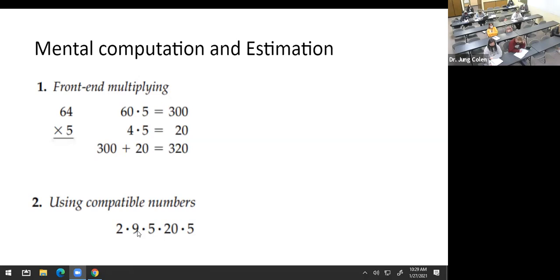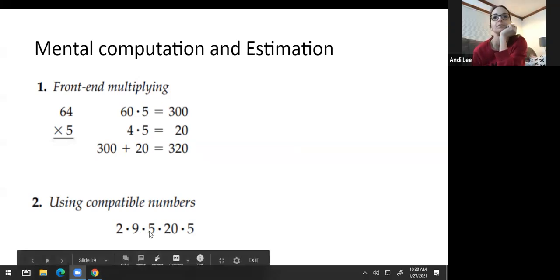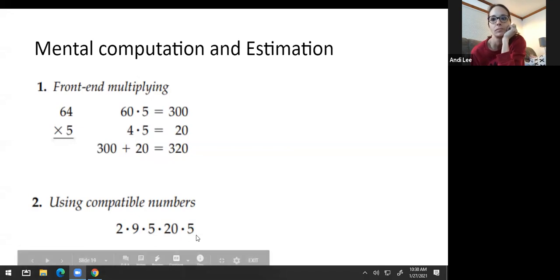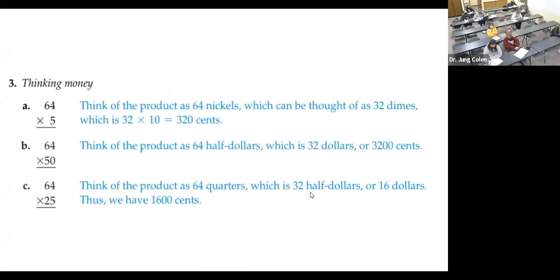Commutative property. Awesome. Yes, we use the commutative property, and you can combine those compatible numbers together. So yeah, we can easily find that's 9,000. Awesome, very good. Okay, and another way that we can think about is thinking with money.